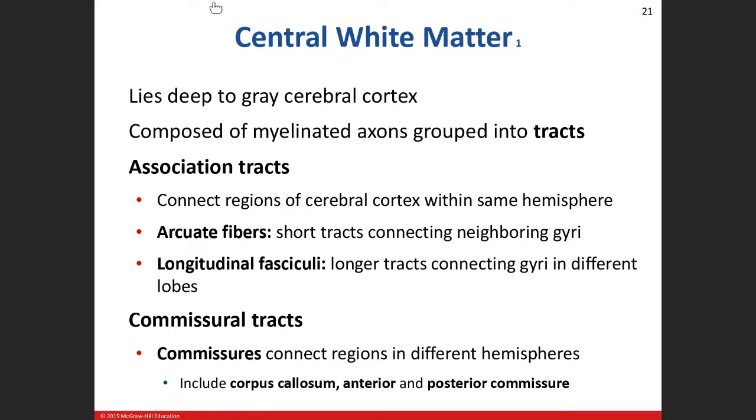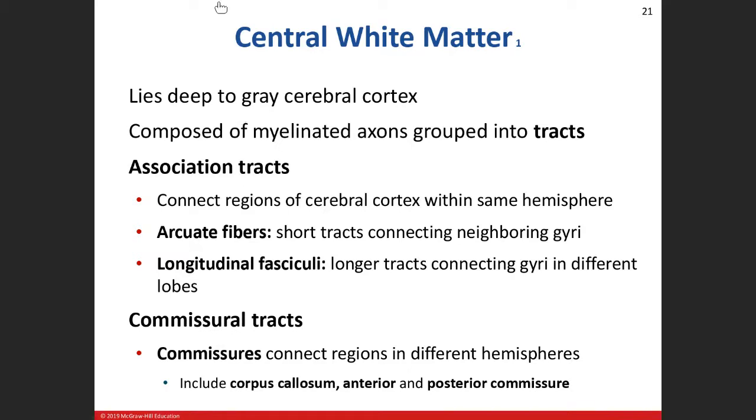So the white matter is going to lie deep to the cerebral cortex, okay? So now we're going to talk about these tracts, which are basically myelinated axons running throughout the brain, okay? There's a couple different kinds. There's three types that we're going to talk about: association tracts, commissural tracts, and projection tracts, okay?